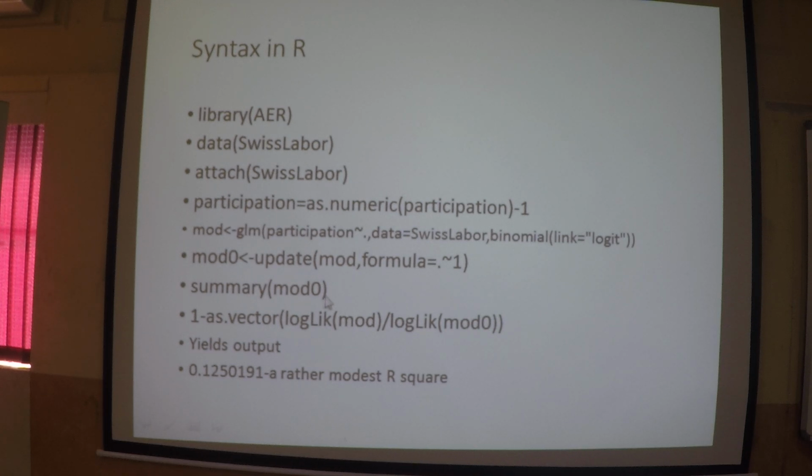Now this takes the log likelihood of the original model, the unrestricted model, divided by the log likelihood of the restricted model. The logLik command in R will take the log likelihood of a particular model object. So this extracts the log likelihood of the model here, and this extracts the log likelihood of the restricted model. This comes out as 0.1250191.